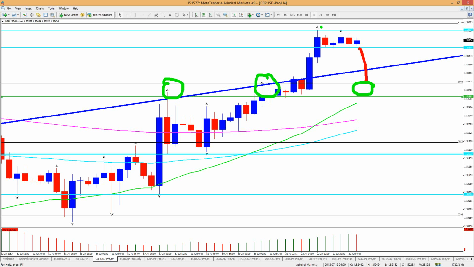Now we might not get there, as I said. So either a break of these two levels, or if we do move back to support levels. Those are the only two areas where I'm basically interested in the pound.